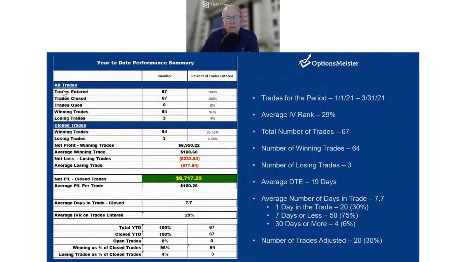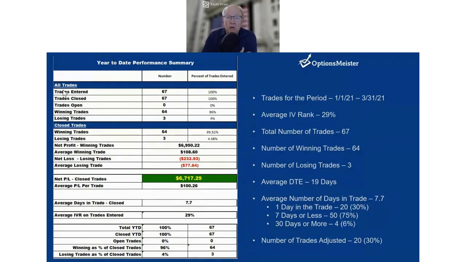This says year-to-date performance, but it's just the first quarter. As you can see here, this is my spreadsheet that I put everything on. These are tabs on the workspaces on the spreadsheet that are automatically generated just as a result of me putting in the data in that trade log. So for the period, we entered 67 trades. We closed them all, and this is new for me.